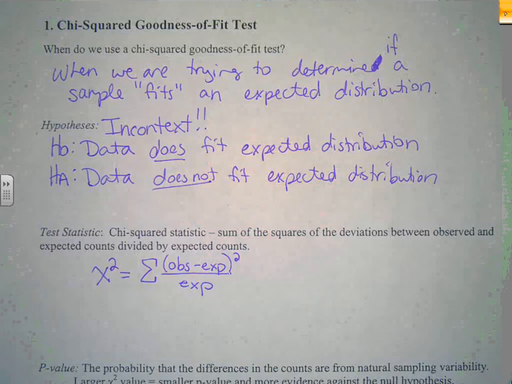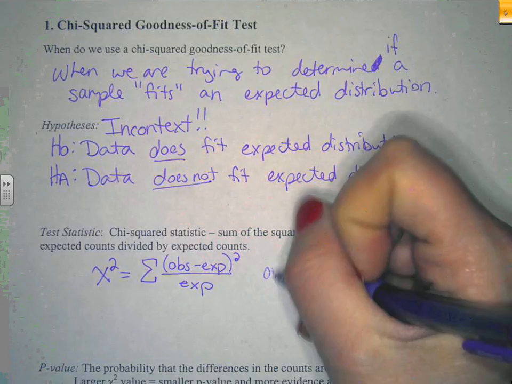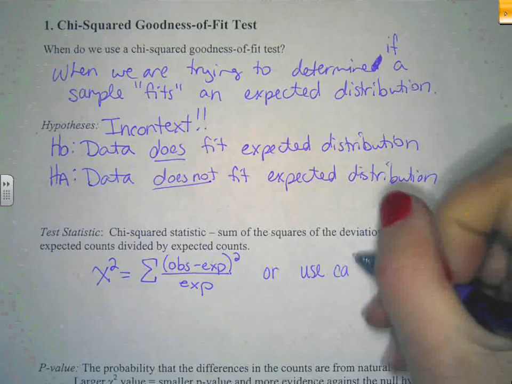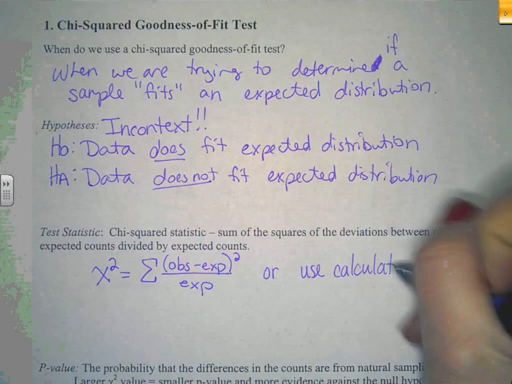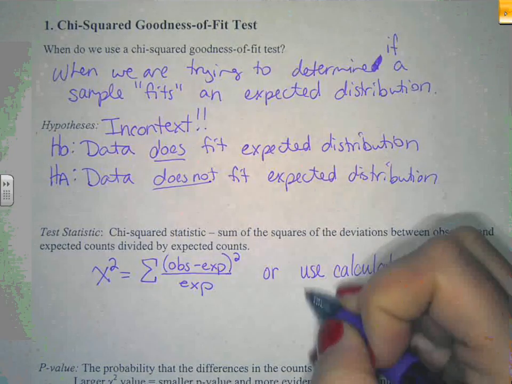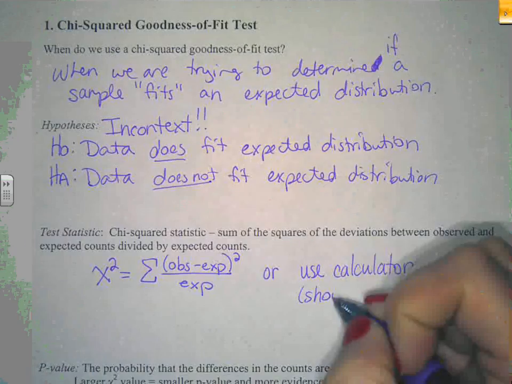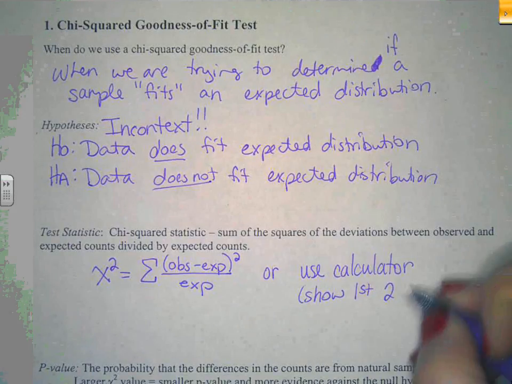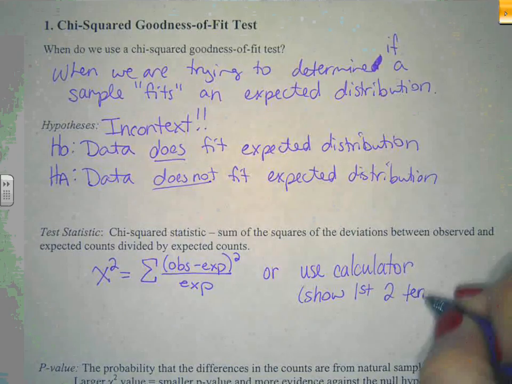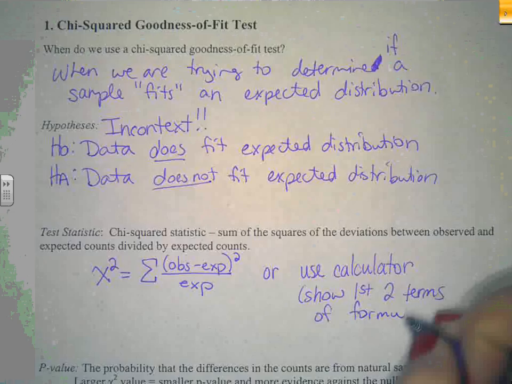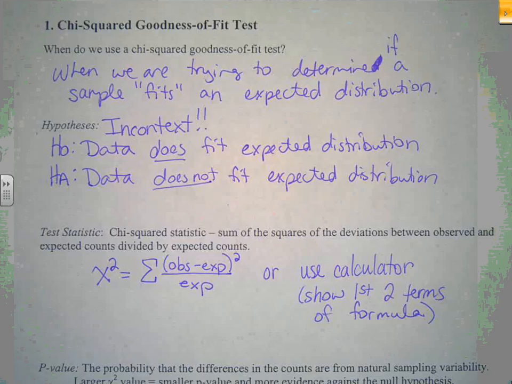I made you do a few yesterday, but of course you can use your calculator, and that's what we're going to look at how to do today. But I will show you that even when we use our calculator, in order to get full credit on the AP test, you still have to show a little bit of the formula. Usually they say if you just show the first two terms, that's enough. I'll show you what I mean by that. It's not hard. Then you can use the calculator, and that's usually more accurate anyway.